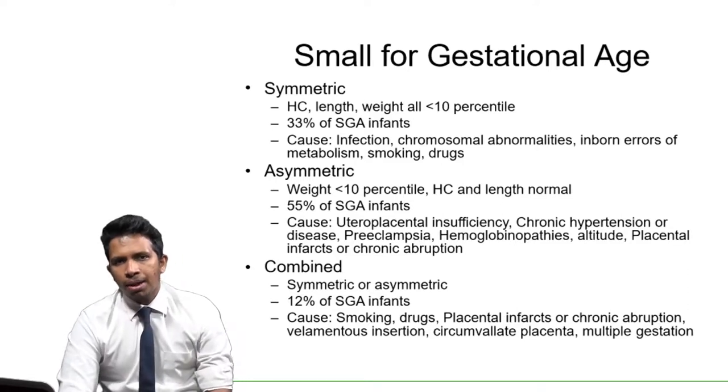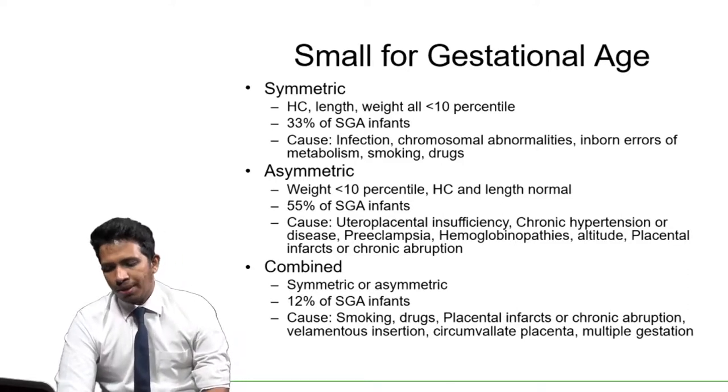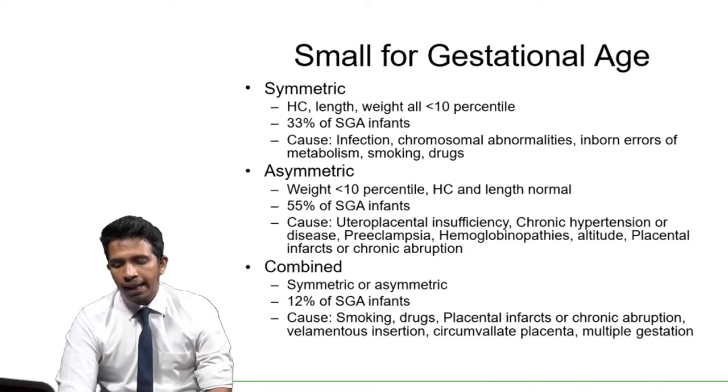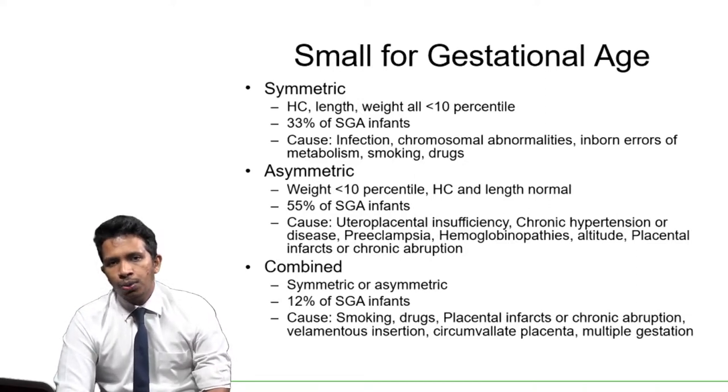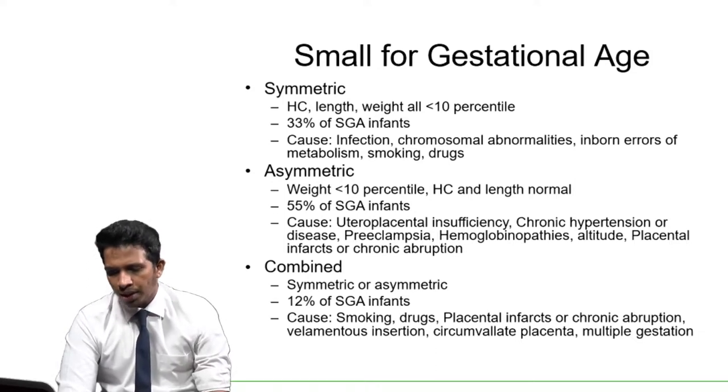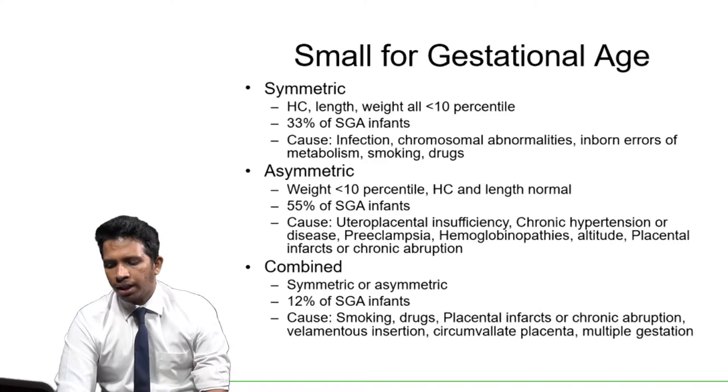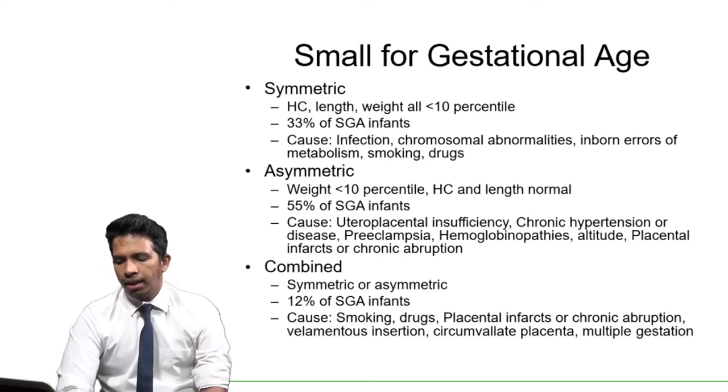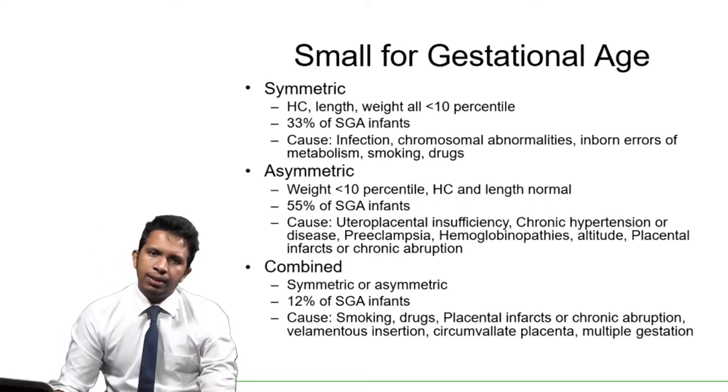These could sometimes be symmetric or asymmetric, and this is called a combined type. This is seen in 12% of small for gestational age infants. Again, the causes are smoking, drugs, placental infarcts, chronic abruption, velamentous insertion, circumvallate placenta, and multiple gestation.